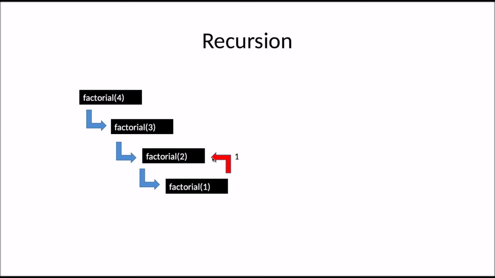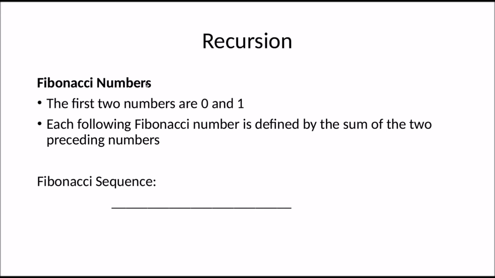So here we return 1. This returns 2 times 1. This returns 3 times 2. And this returns 4 times 6. So factorial 4 would give us 24. These are the function calls that happen all the way down to the base case. And then at the return statement, we multiply it up and return the final value.